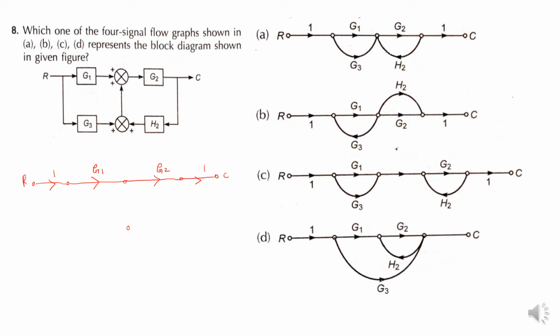Gain is 1. It is connected to the summing point by H2. And it is connected to the summing point by G3. Okay, both are connected together. So this gain is 1. Now both, the gain is 1. So I have to draw like this. So two loops and G1, G2 are there. So what is the answer? Option A is the correct answer. All the remaining signal flow graphs are different from this signal flow graph.